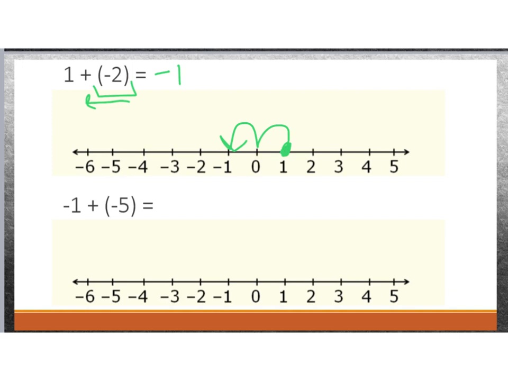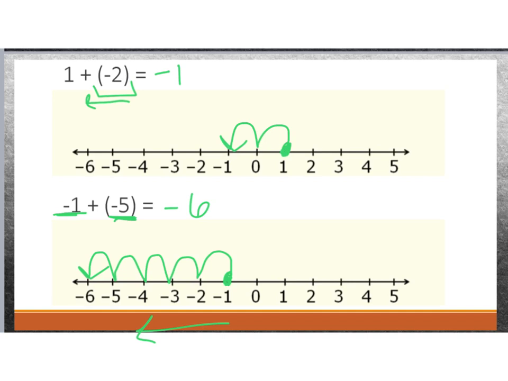All right, let's do another one together. So for the next one, we're starting at -1, and then since this is a -5, we're going to move in the negative direction, so to the left, 5 spaces to land on our answer. 1, 2, 3, 4, 5. So our answer here is -6.